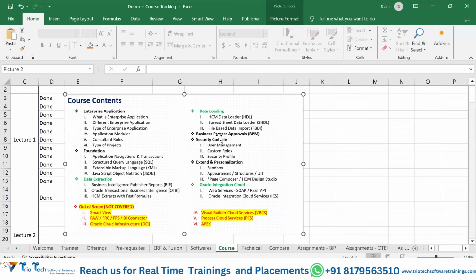The third feather in the wing of a Fusion Technical consultant is Oracle Integration Cloud. Guys, we will provide you complete hands-on training on the cloud integration platform, that is, Integration Cloud Services, where we will be building integrations using a tool called Oracle Integration Cloud, which is very much in demand.